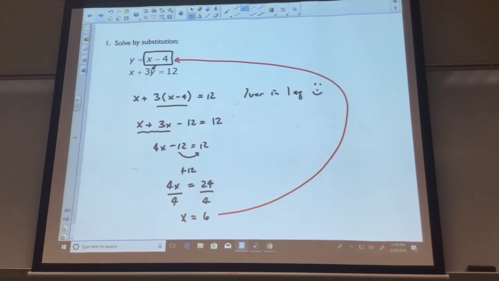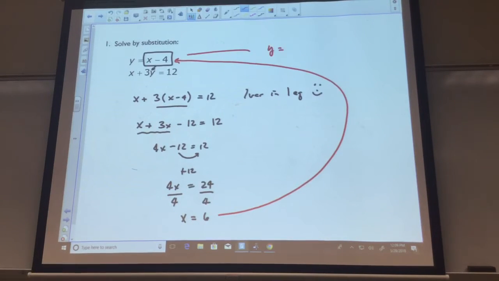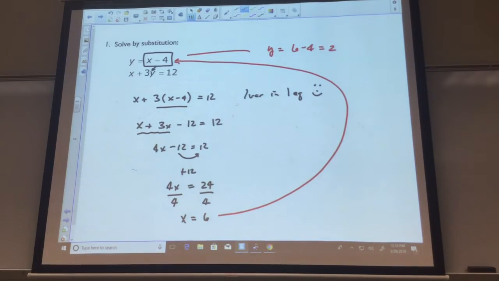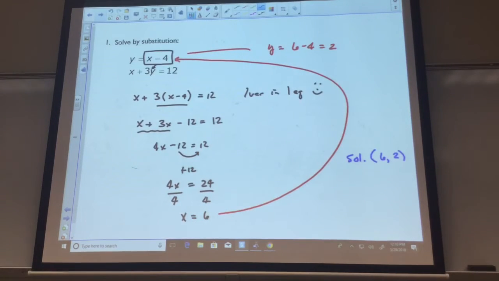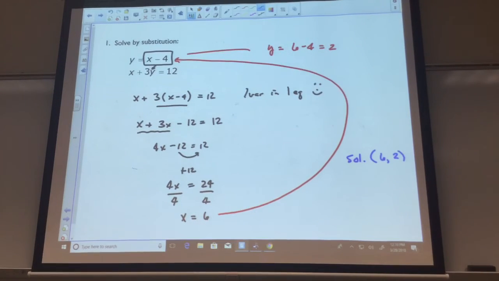So now if I do that, then I know that my y value is going to equal that 6 minus 4, which is a value of 2. So it looks like my solution to this problem is going to be an x value of 6 and a y value of 2. Am I sure that that's going to be the correct solution? I haven't checked it yet, but I know it works in the top equation, right? Because that's how I created the second value.